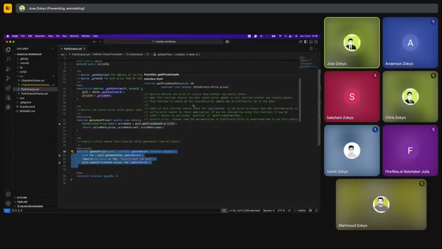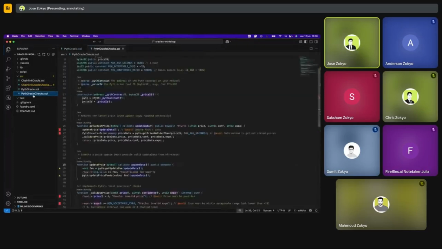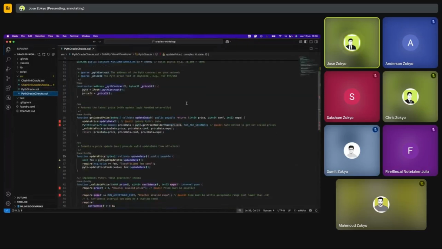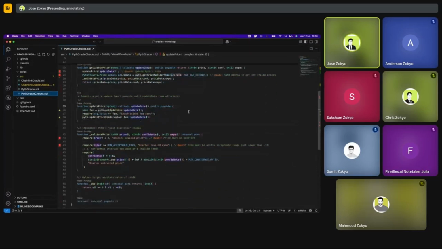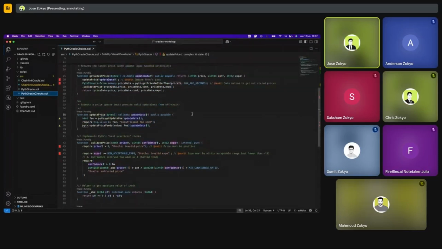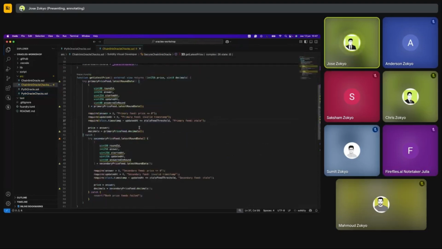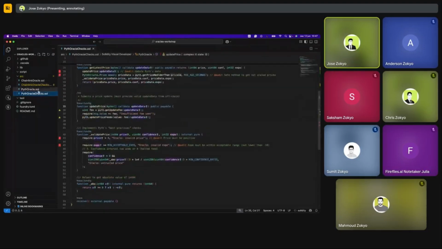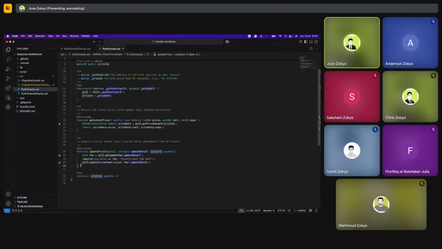So you could be getting a price which is not updated. So how do we solve this? We have here a more correct way of retrieving price from Pyth. You have two different functions, one for updating the price, another for retrieving the price, but they are executed independently.